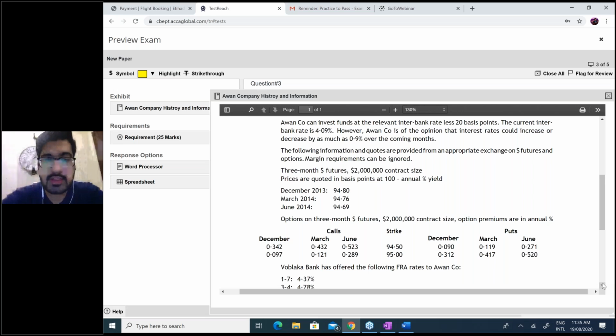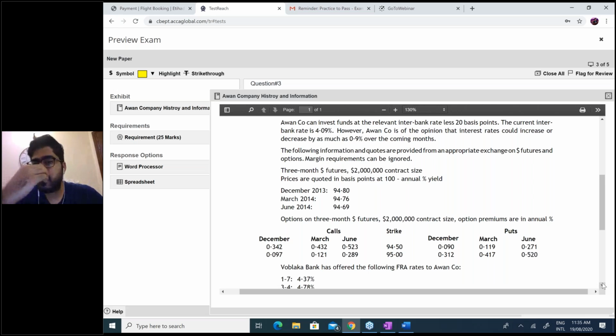Awan can invest funds at the relevant interbank rate less 20 basis points. 100 basis points is 1%, 50 basis points is 0.5%, and 20 basis points is 0.2%. This is the standardized rule in the banking sector: 100 basis points is 1%.